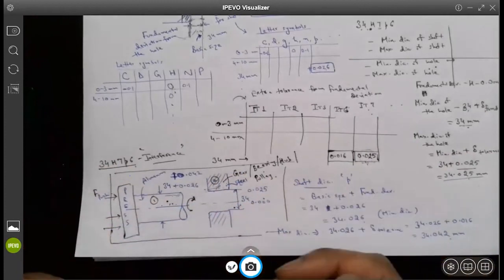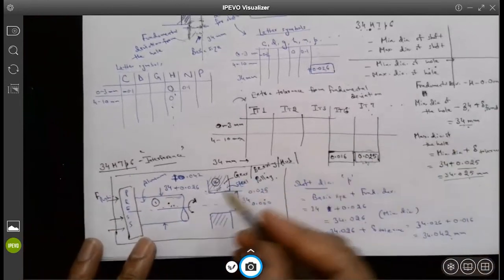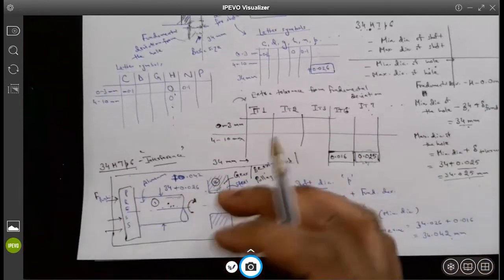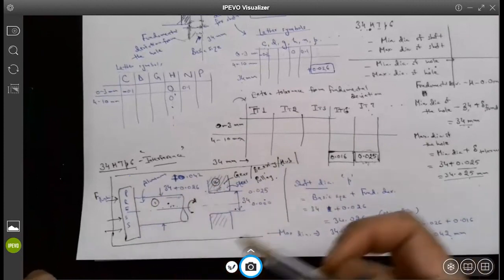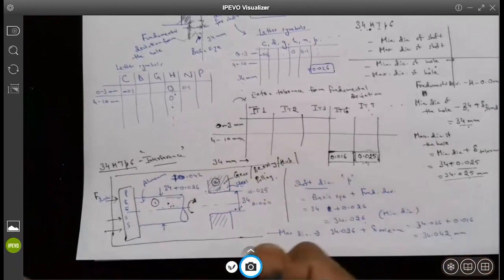And that friction is generated from what? From the clamping pressure. So if the two parts are getting assembled, there will be clamping pressure, and that pressure will generate the friction force. The more the pressure, the more the friction force will be, isn't it?